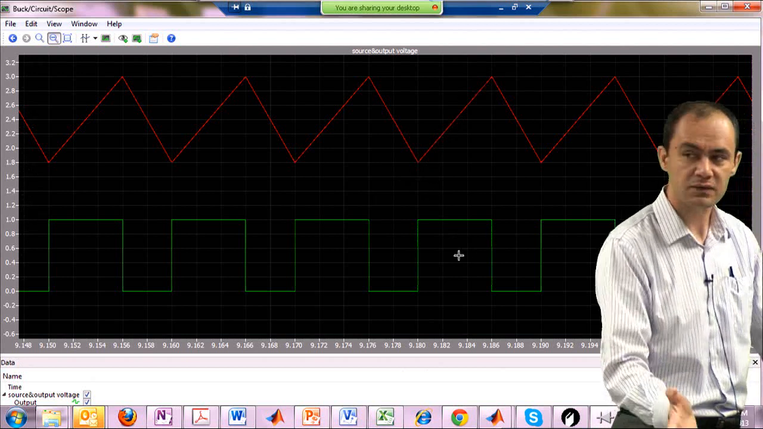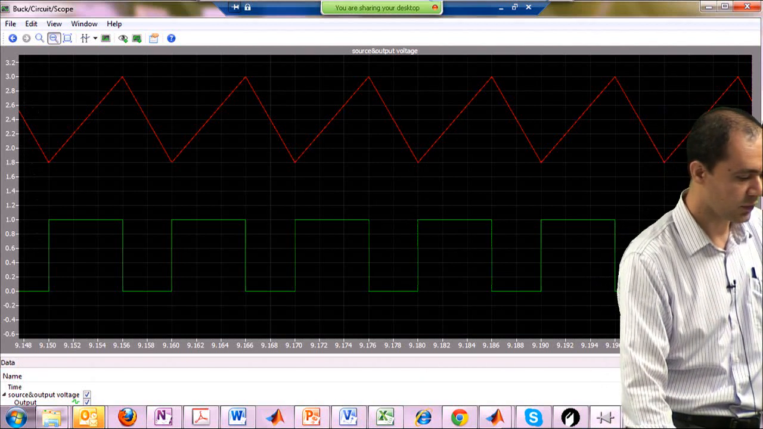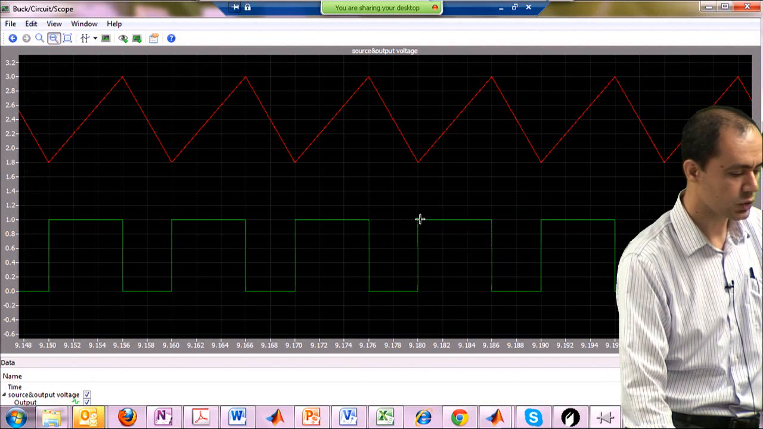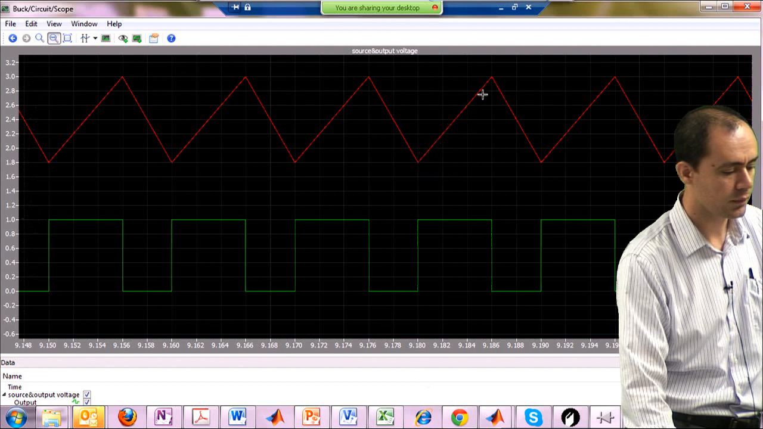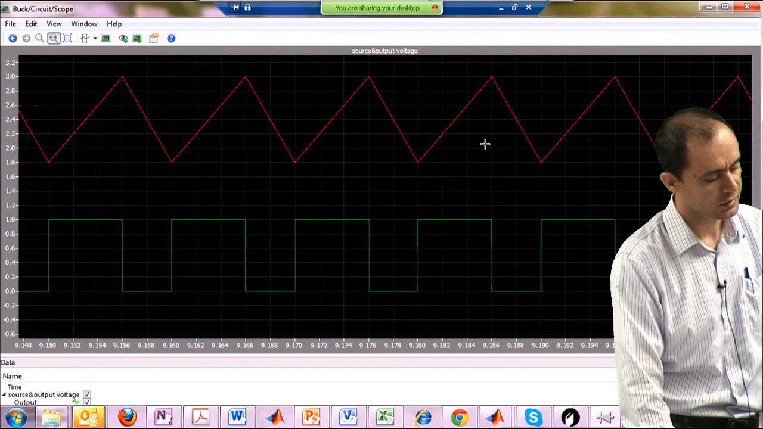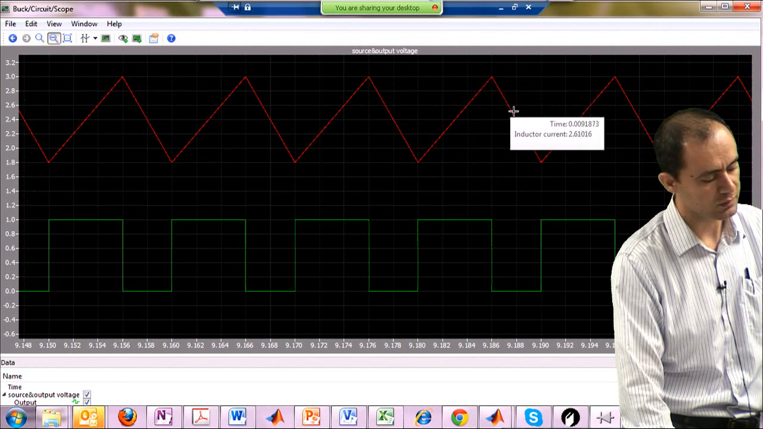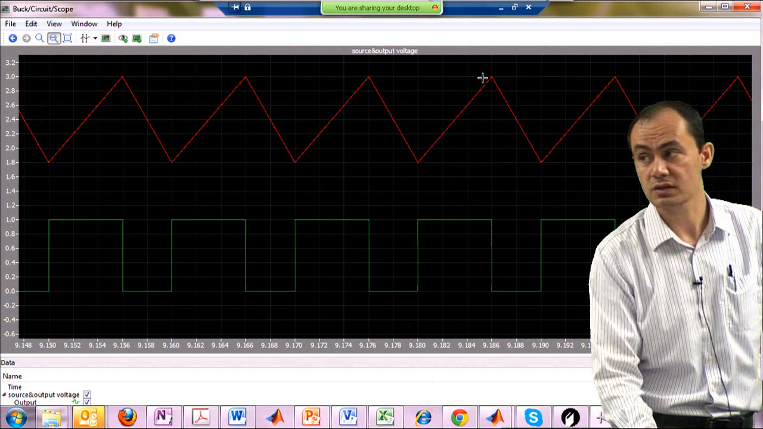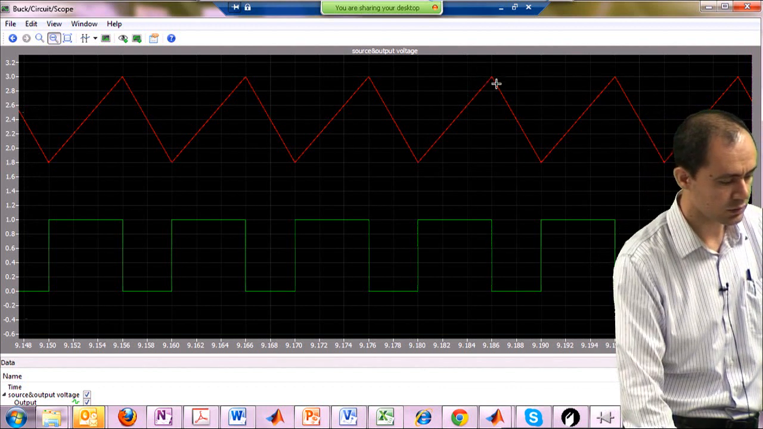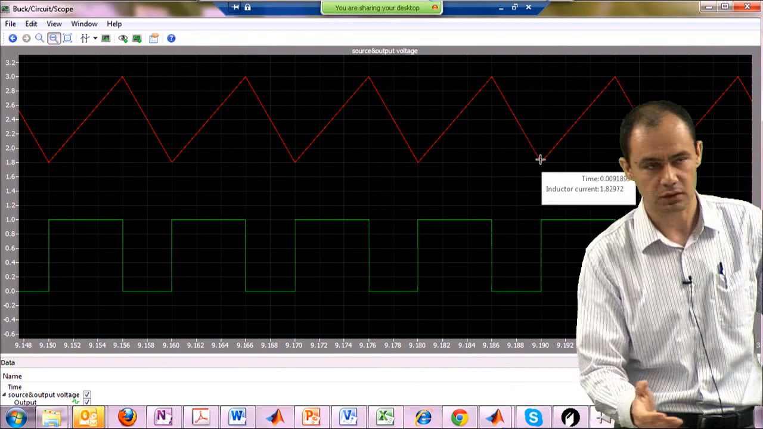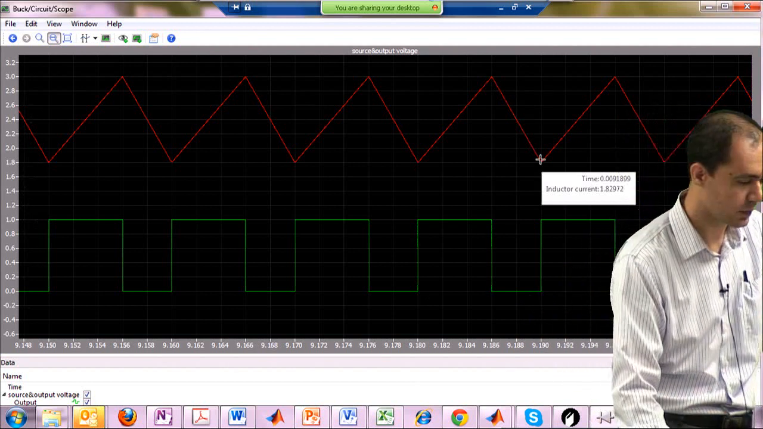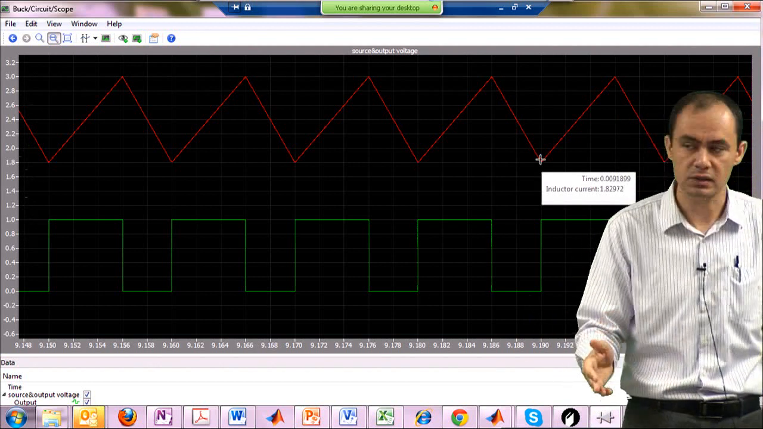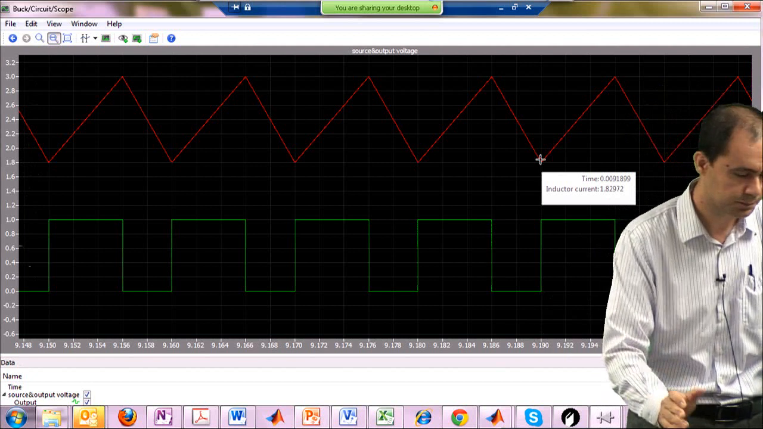So this is indicating that from here to here, when my switch is turned on, the inductor current ramps up. And then from here to here, when the switch is turned off, the inductor current ramps down. Inductor current ramps up means we are energizing the inductor. The inductor current ramps down, we are de-energizing the inductor and delivering the power to the load. So it's a sequence of energizing and de-energizing of the inductor.